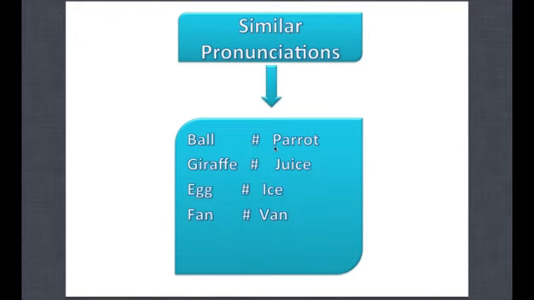correctly, because if you say here "barrot," this is not an English word. It's wrong. If you say that to someone, he will not understand what you are saying. So you have to say parrot. Here, giraffe. Here, juice. Giraffe. Juice. Very small difference. So you have to be very careful.